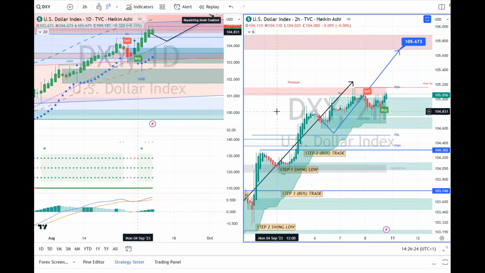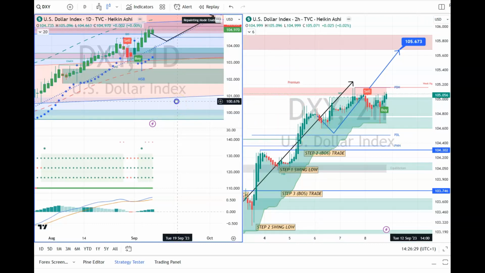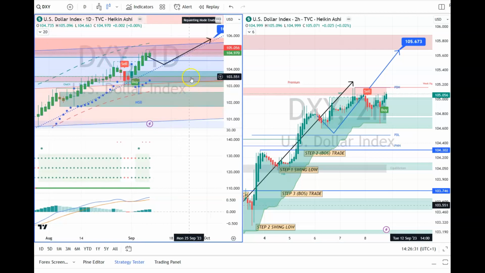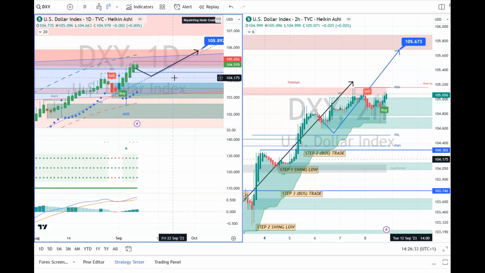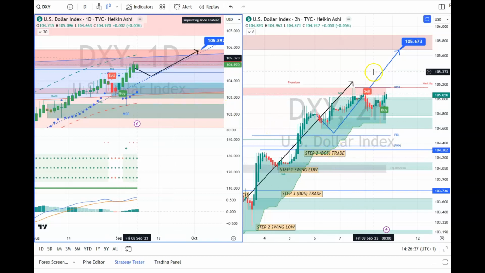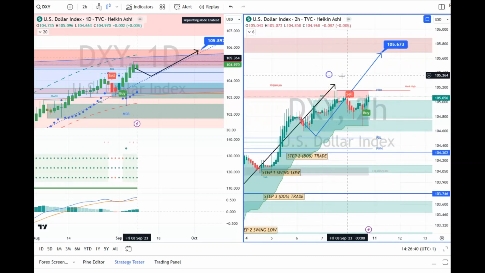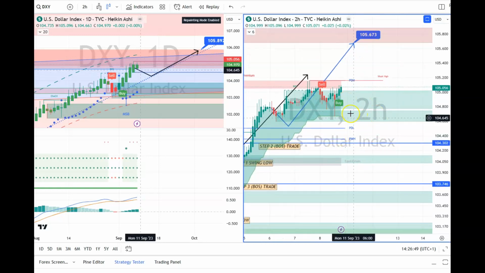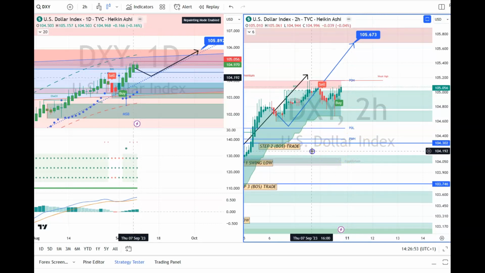So in terms of the DXY, we are expecting further upside momentum. Parabolic trend is the strongest of the strongest trends in the world, bar none, and it will fight any kind of order block. So we do expect this price to go up to 105.67 this week. Now, of course, if it changes structure, then we could have a selling opportunity with the DXY if you trade that. But we'll have to wait and see.